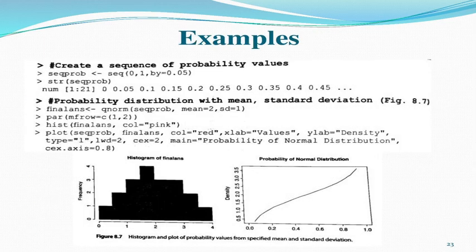The first command creates a sequence of probability values starting from 0 till 1, incrementing by 0.05. The next command displays the values of distribution with mean 2 and standard deviation 1. The str command shows that there are 21 values. The next command plots the histogram of 4 different sets: 0-1, 1-2, 2-3 and 3-4. The histogram shows that the values follow a normal distribution.